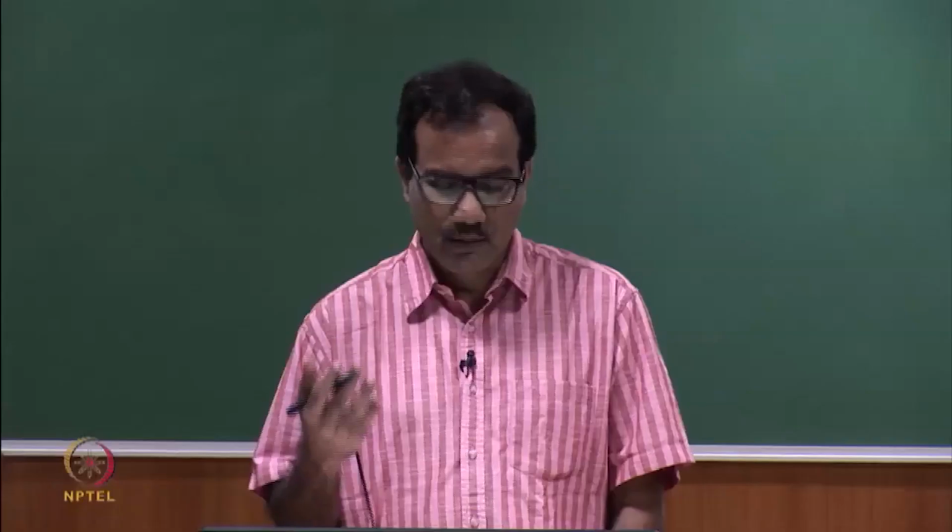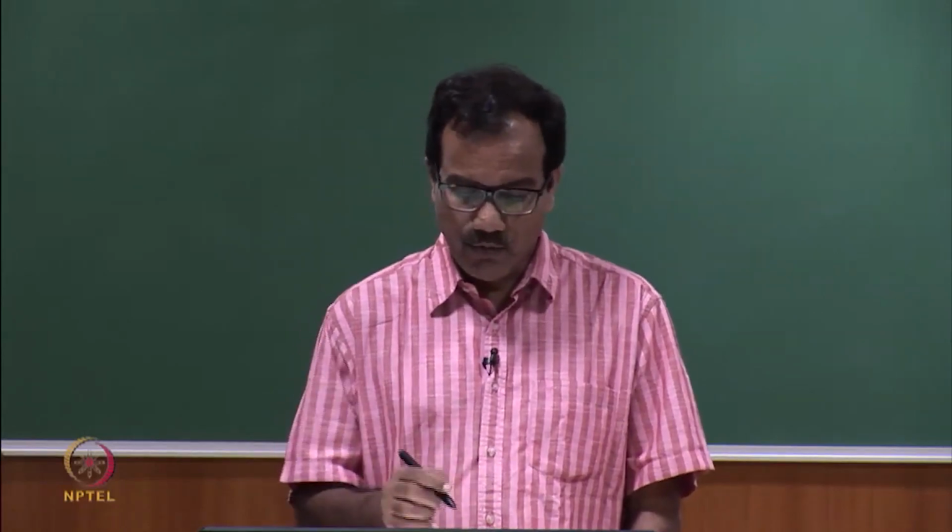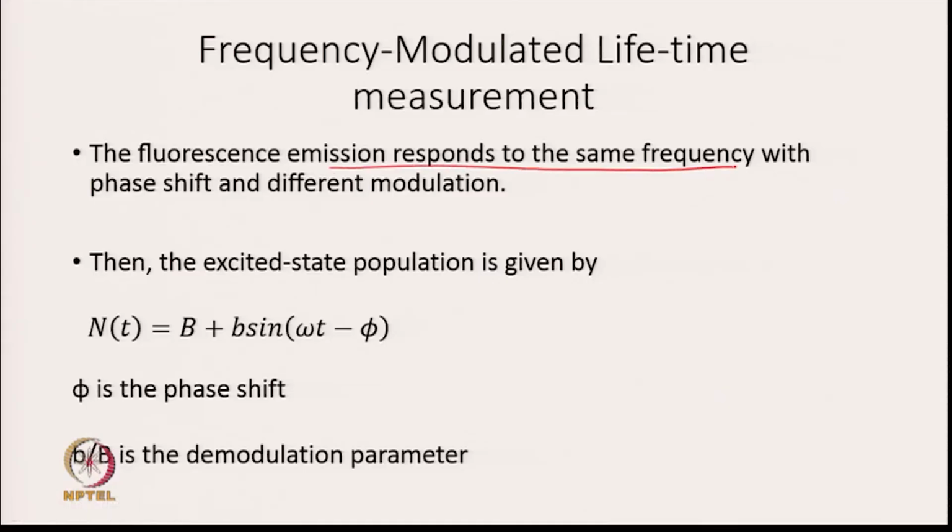Now, let us talk about the emission. Fluorescence emission responds at the same frequency, with a phase shift and a different modulation. The excited state population is given by N t is equal to B plus small b sin omega t minus phi. You can see the frequency is the same. What is different is the phase shift, where phi is your phase shift, and the modulation is now small b divided by capital B.